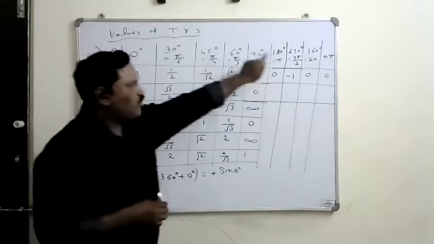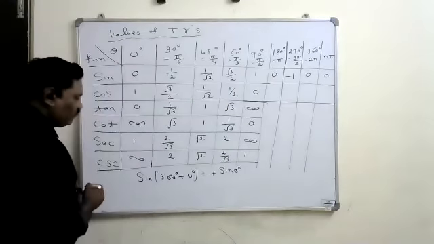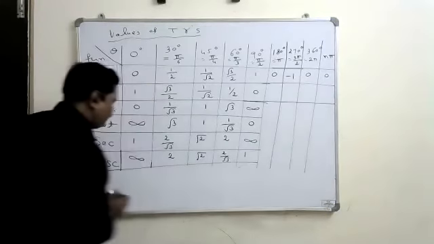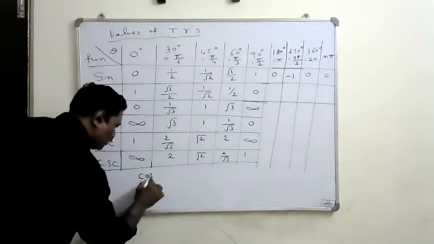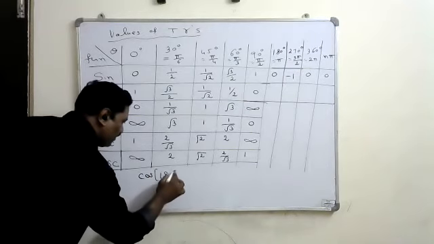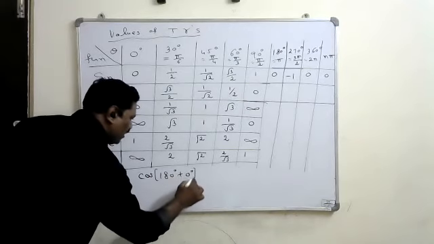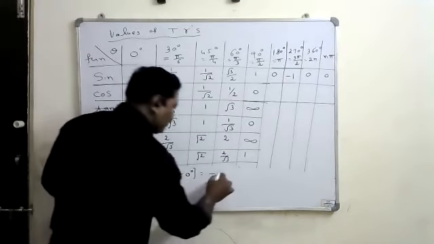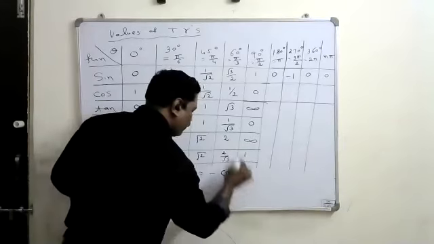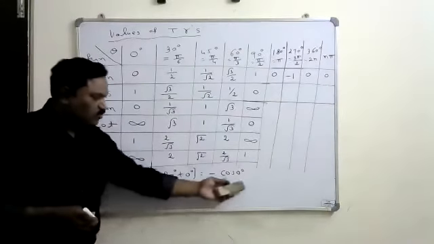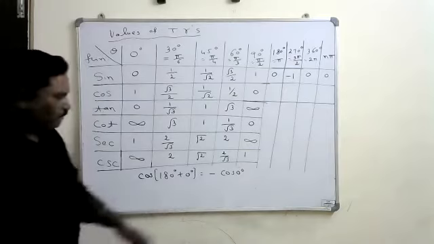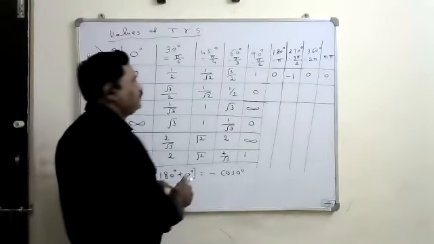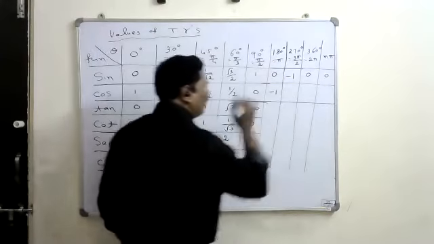I want to calculate cos 180 degrees. This 180 I can write as 180 degrees plus 0 degrees. So this is the angle of the form 180 plus theta. Cos is negative, so minus cos 0. What is the value of cos 0? It is 1. Therefore, this value is minus 1. Cos 180 is minus 1.